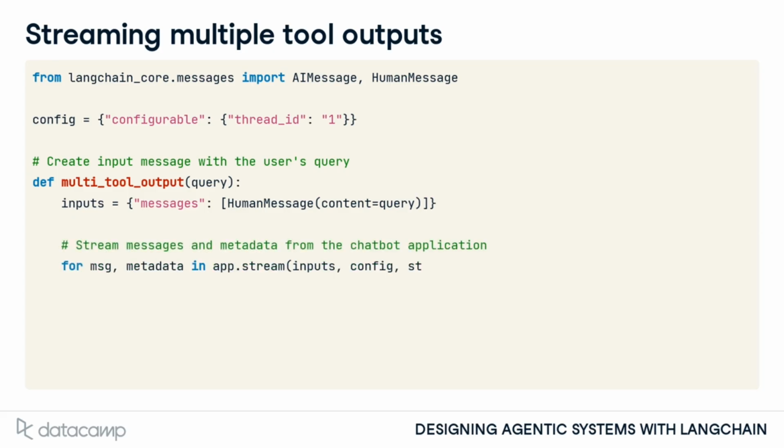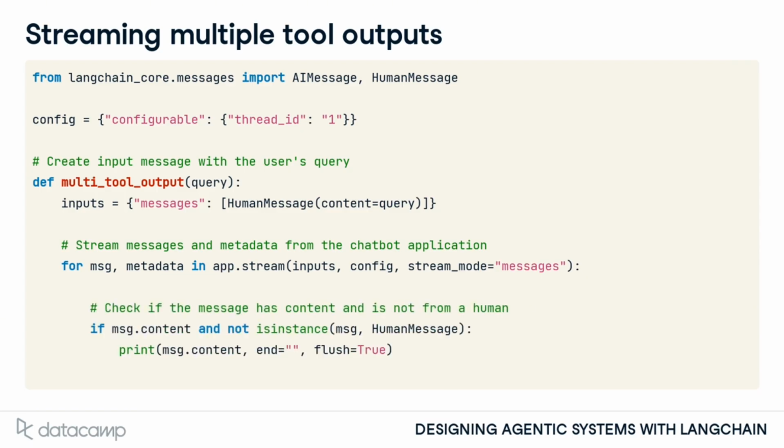Next, we'll stream messages and metadata using app.stream, which accepts the inputs and config, with stream mode set to messages to enable real-time output. For each message, if message.content is not a human message, we'll print its contents to access just the chatbot responses. We'll set the end parameter to an empty string to avoid excess line breaks, with flush set to true to ensure live outputs. A line space will separate the answers for different queries.